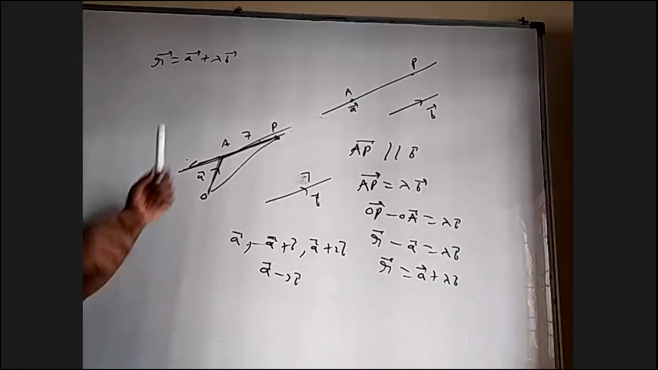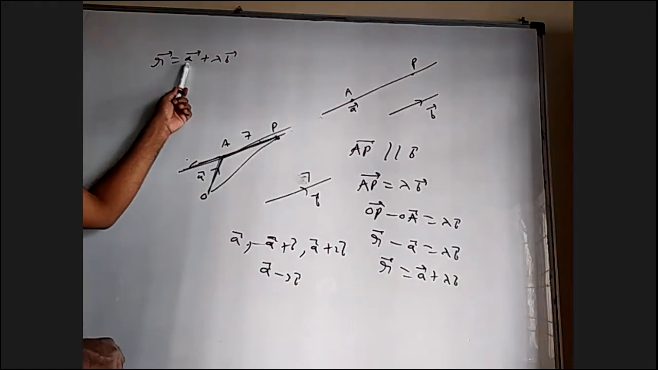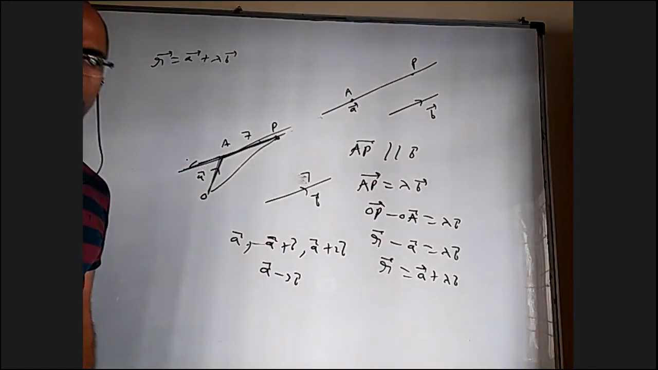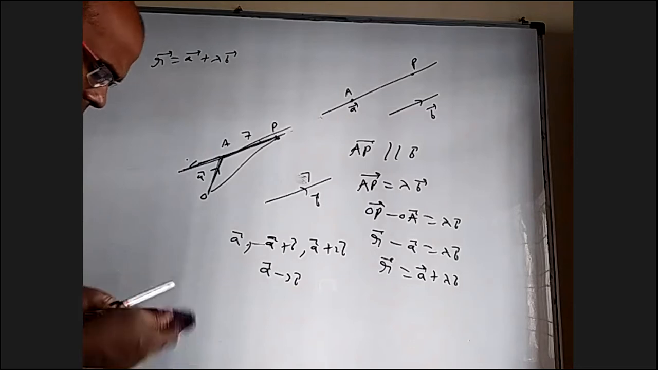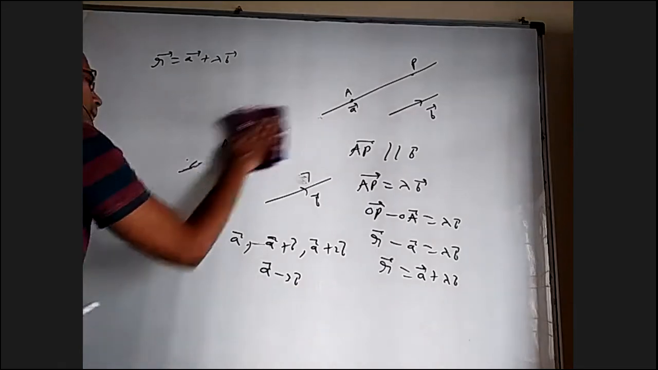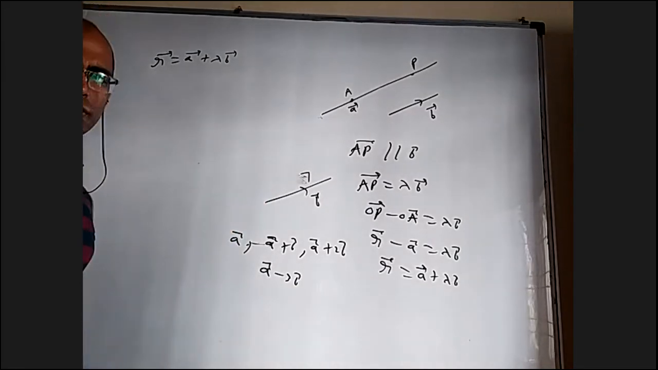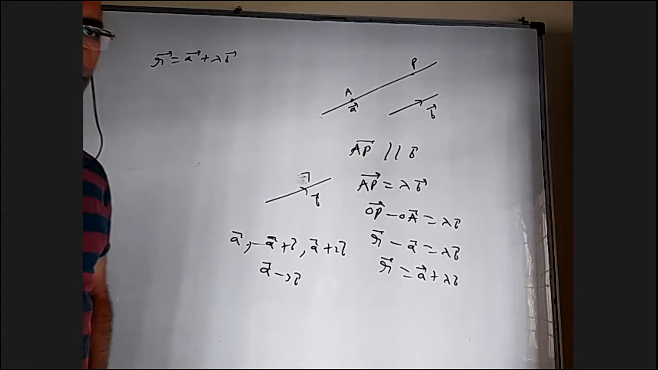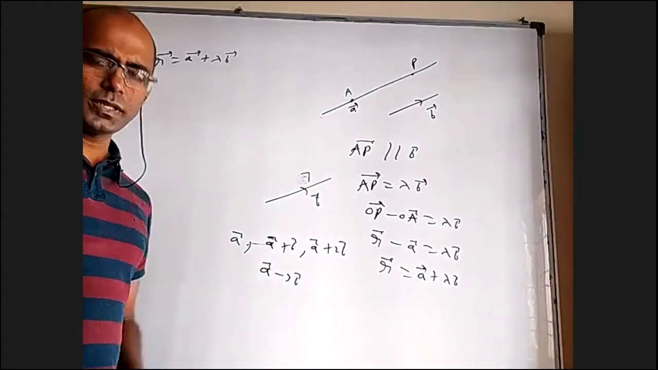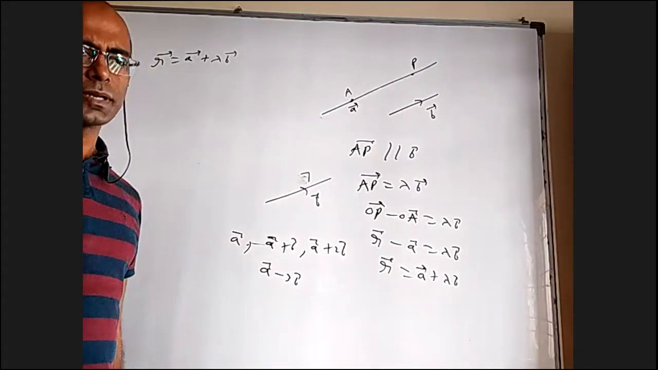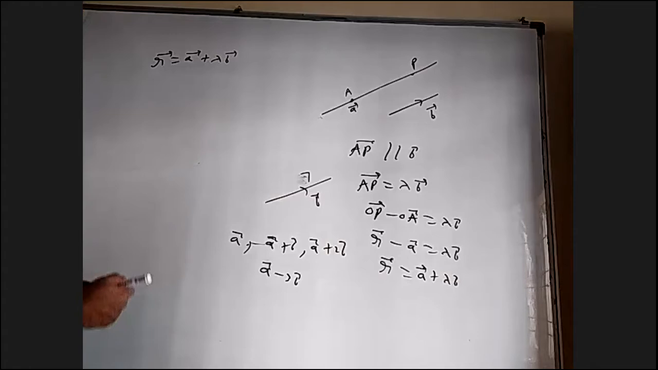Basically you should know one point on the line and one vector parallel to the line. Right here, you can actually cover 3D geometry also. Especially for equation of line and plane, I think it is better to cover vectors and 3D simultaneously.